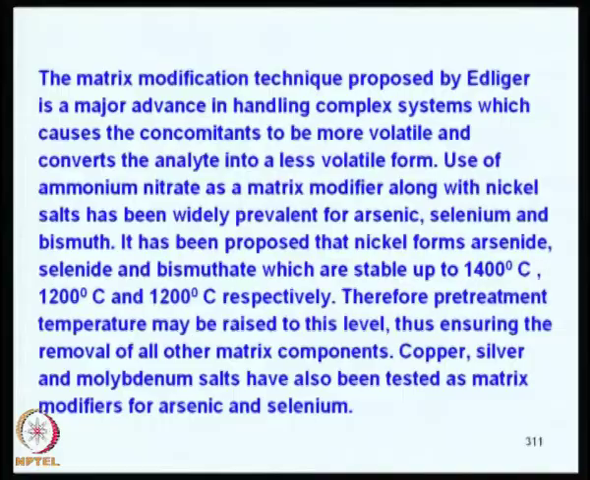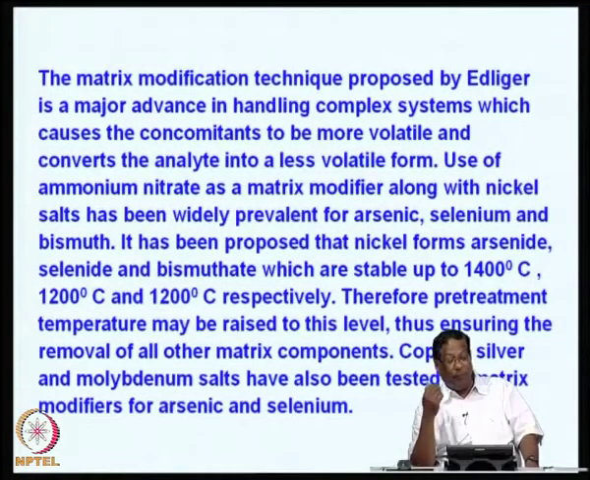Similarly, with selenium, 1200 degrees, and bismuth up to 1200 degrees, you can comfortably go. Therefore, the pretreatment temperature may be raised to this level, thus ensuring the removal of all other matrix elements up to 1400. You can remove most of them anyway.